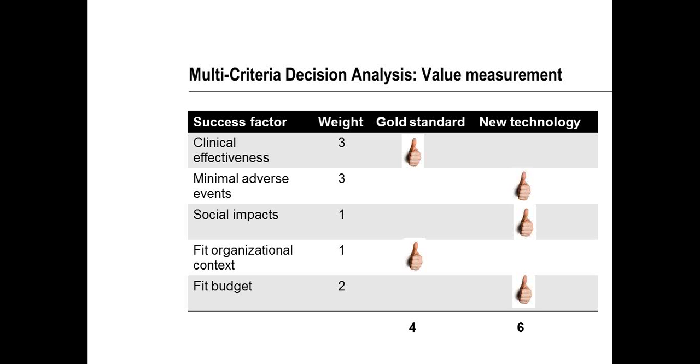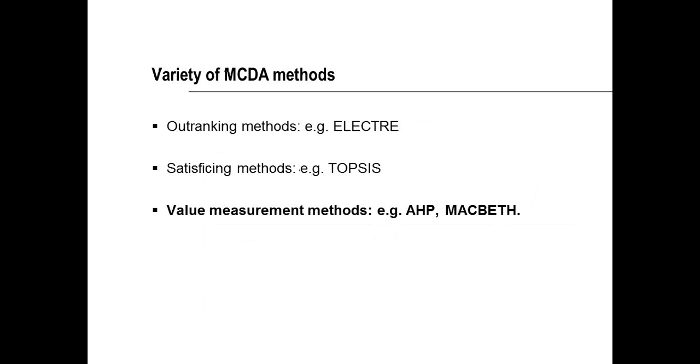But for these types of decisions, the value measurement methods are quite important if you want MCDA to support your decision-making process. So for this session, we're also focusing on these types of methods, the value measurement methods, and the AHP and Macbeth both are within this group of MCDA methods.